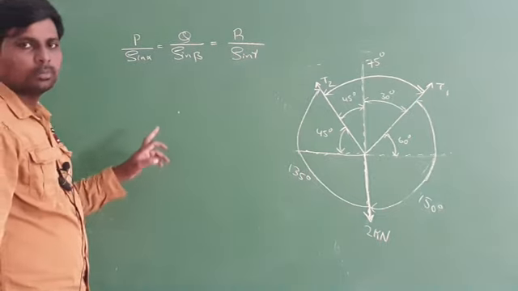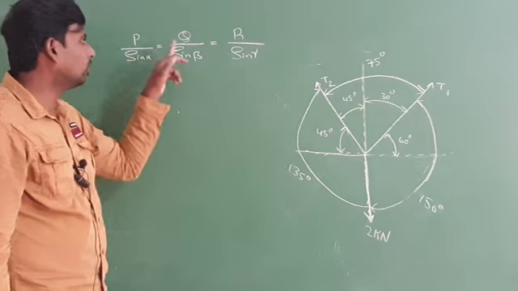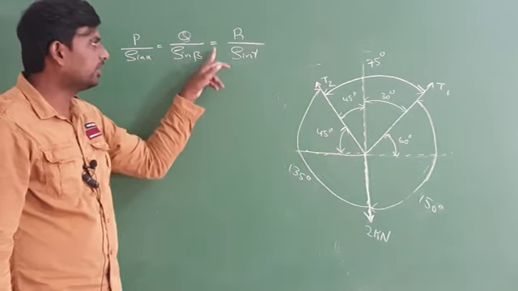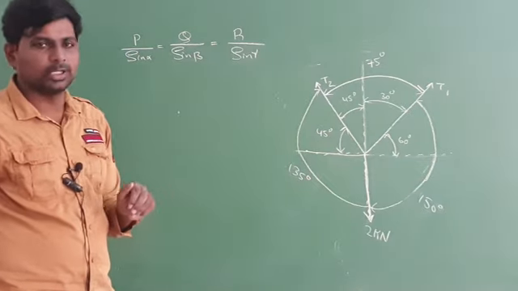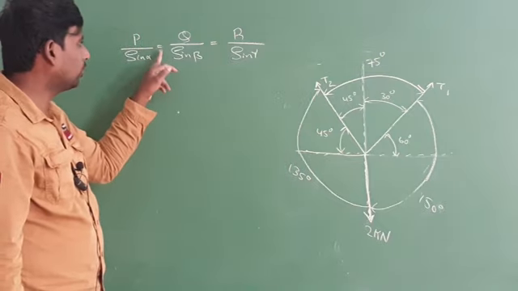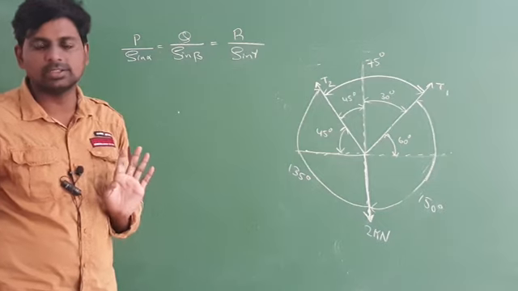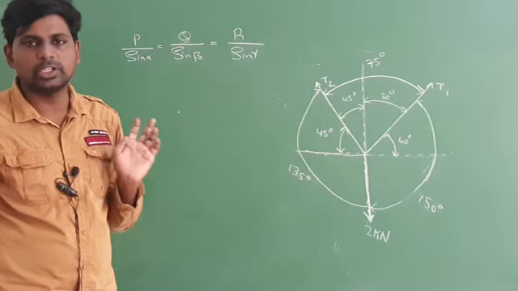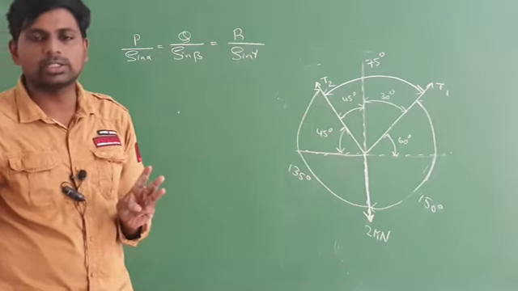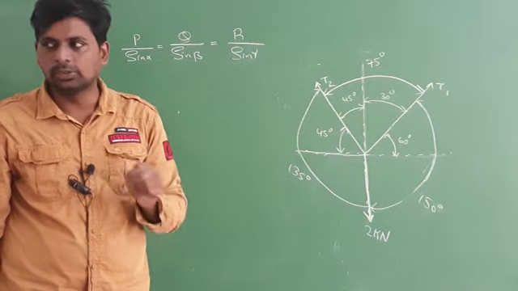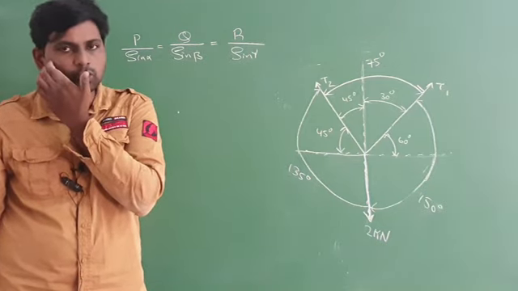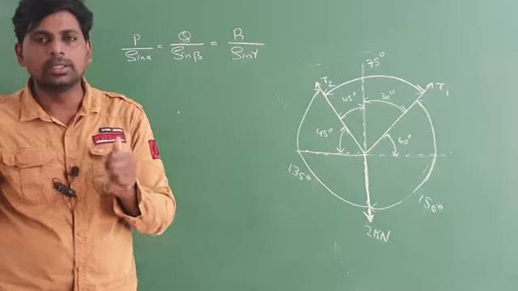What is the formula? P by sine alpha is equal to Q by sine beta is equal to R by sine gamma. This is the Lami's theorem definition. You can use this only if three forces are there. P by sine alpha is equal to Q by sine beta is equal to R by sine gamma.